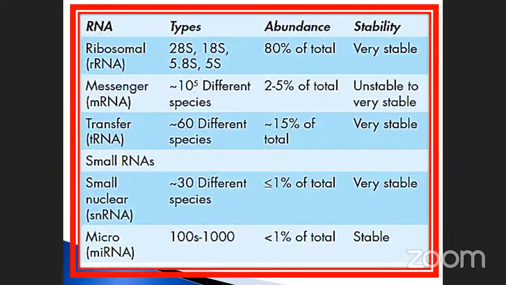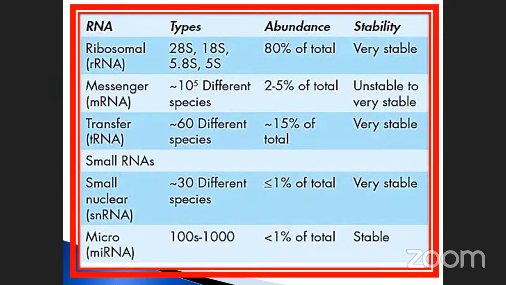80% is present in rRNA only, under very stable conditions, very stable in nature. The messenger RNA, see that one? It has 10.5 different species, but here only 2 to 5%. Don't forget, my dear, 2 to 5%. Total 80 plus 5, 85.